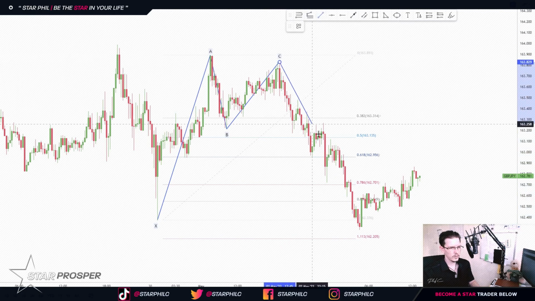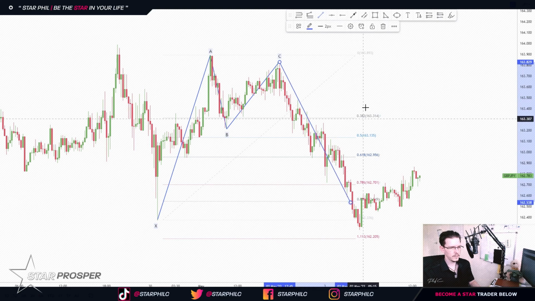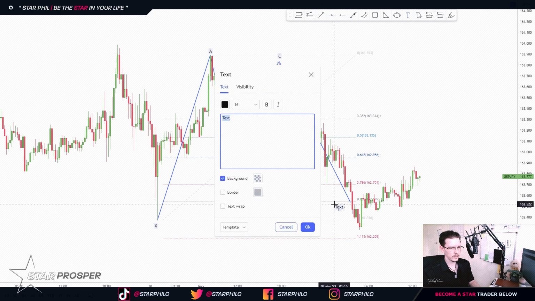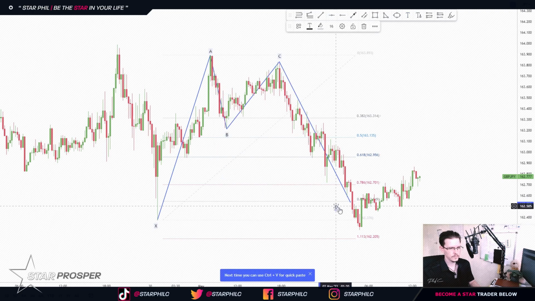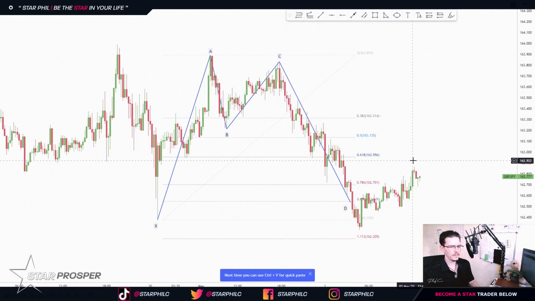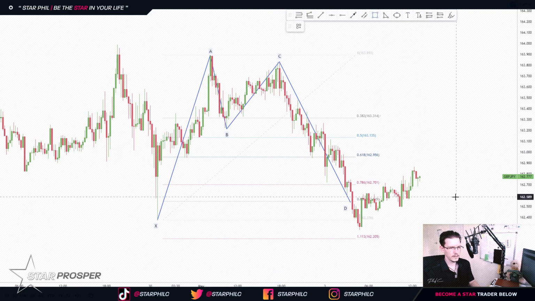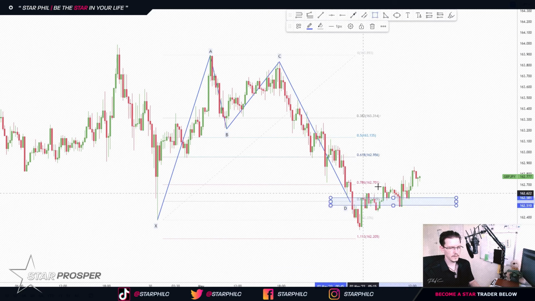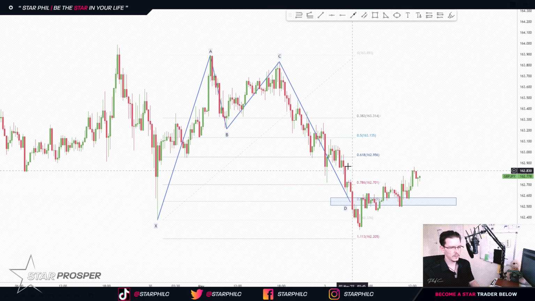So C all the way down to D right there, and that is text right here, D point right there, and then we are at the 886. This would be our buying zone for the BAT.